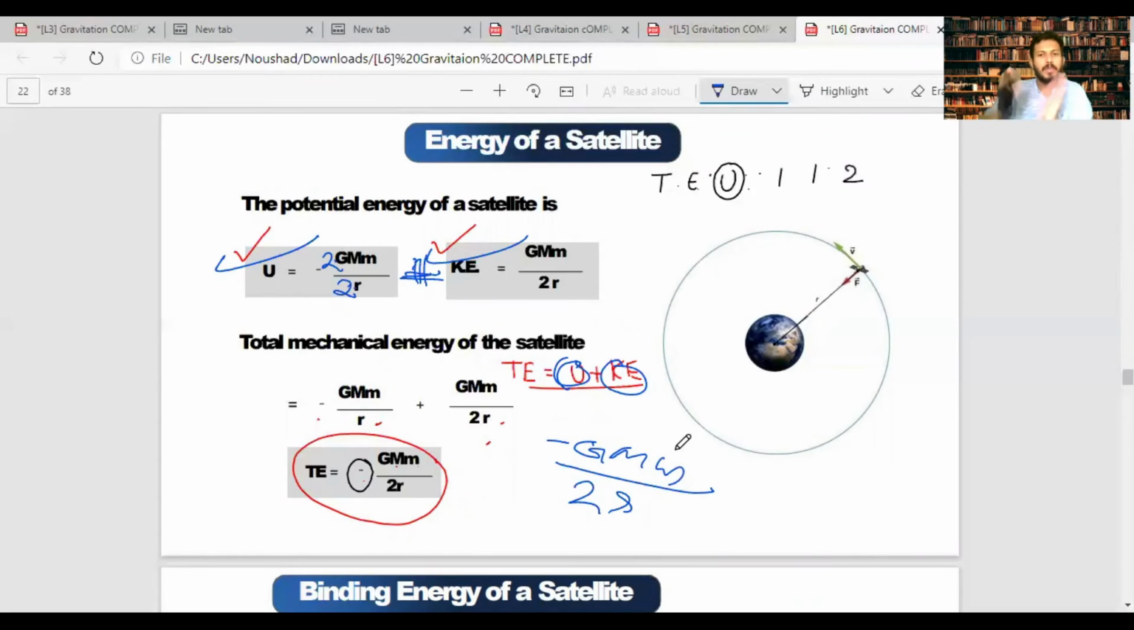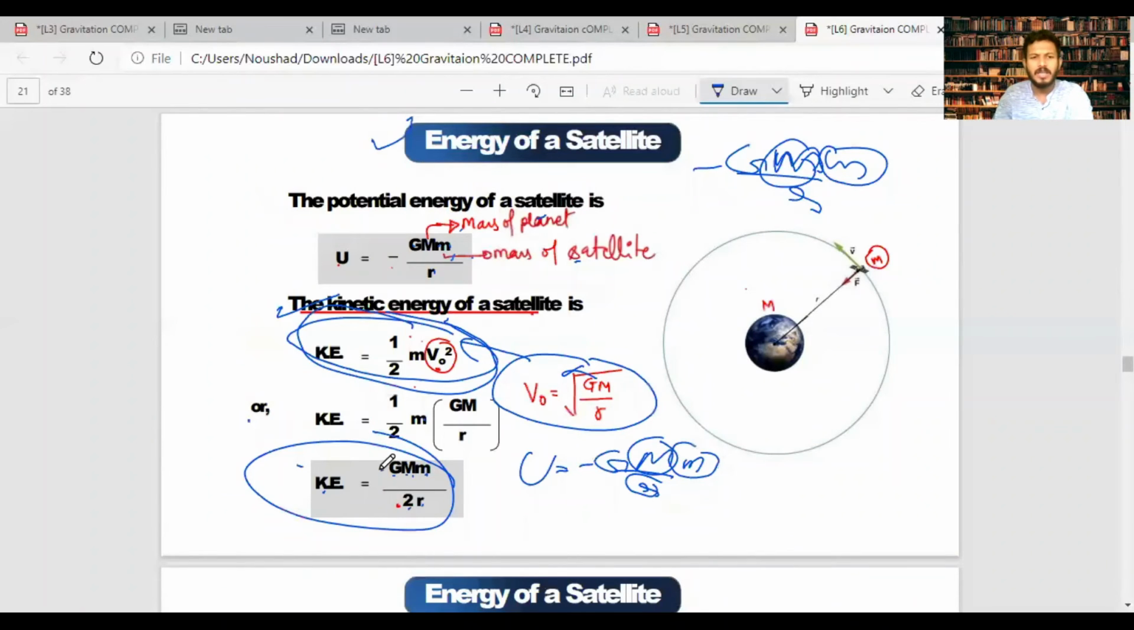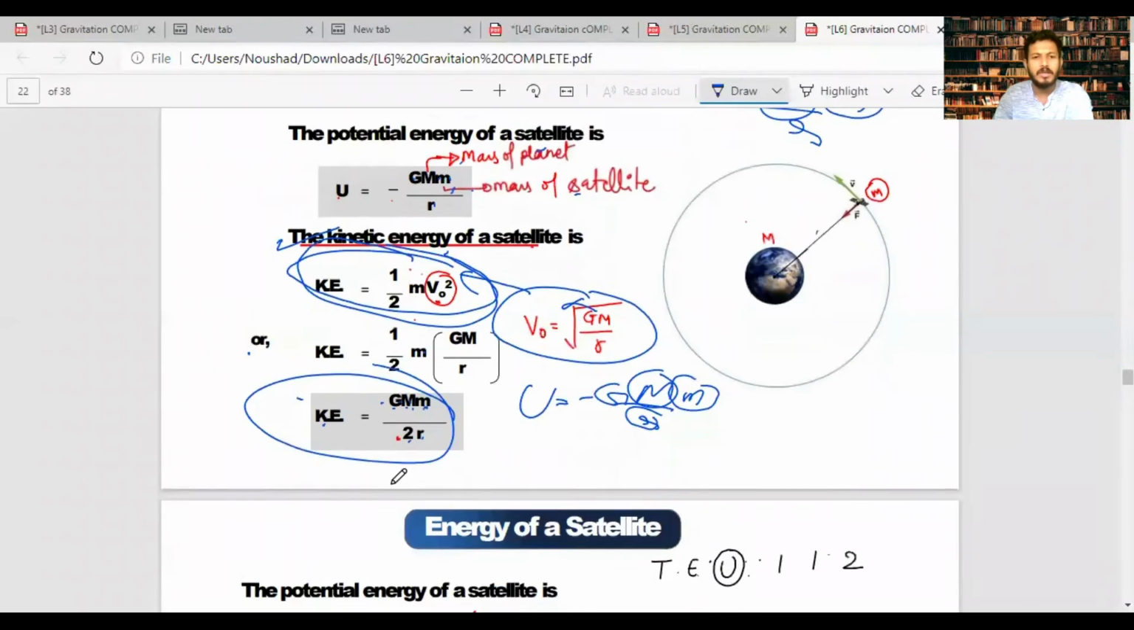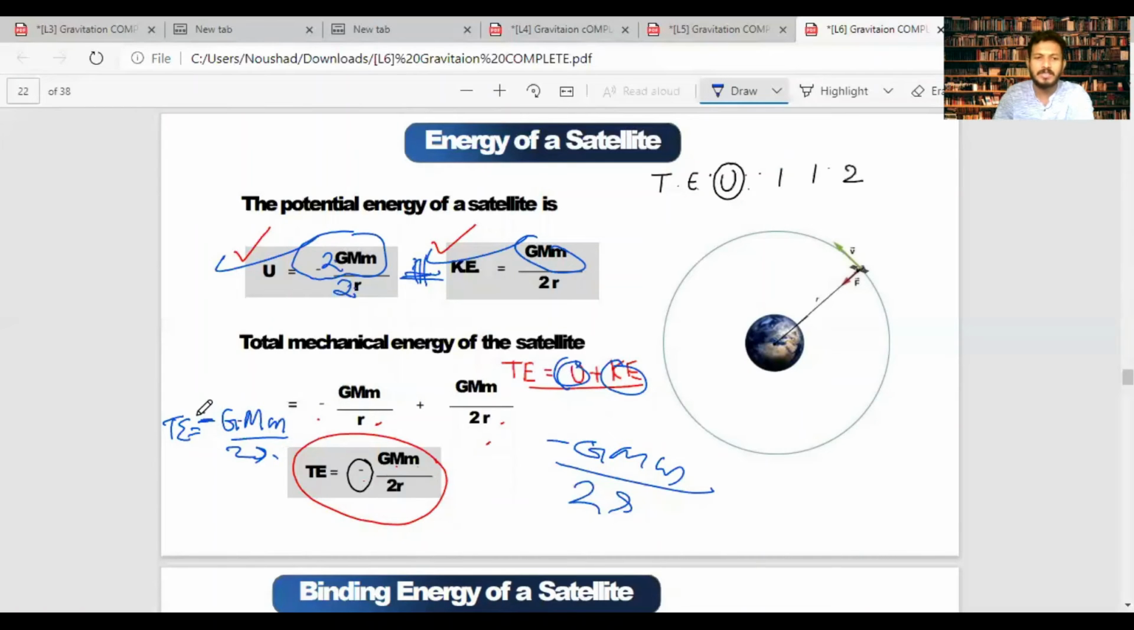Sorry, minus 2GMm plus GMm. The answer is minus GMm. So what is the total energy? There is a minus, and G, capital M, small m divided by 2r. Which equation is this? Kinetic energy is GMm by 2r, but there is a minus. So I can say that total energy is equal to minus of kinetic energy. Wow.